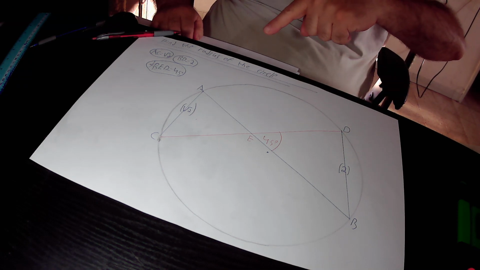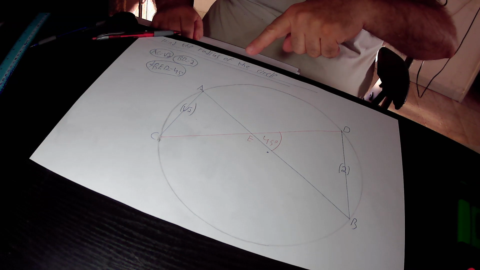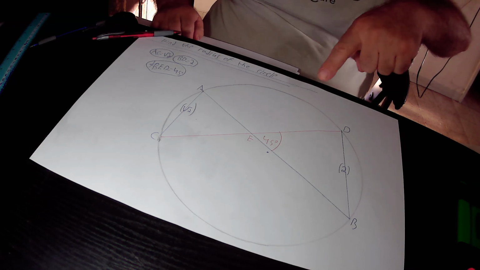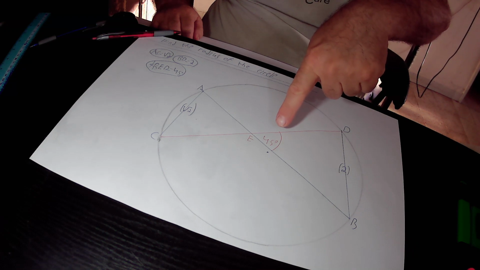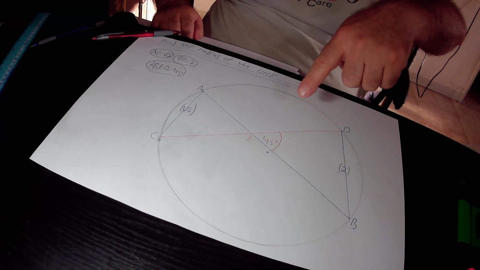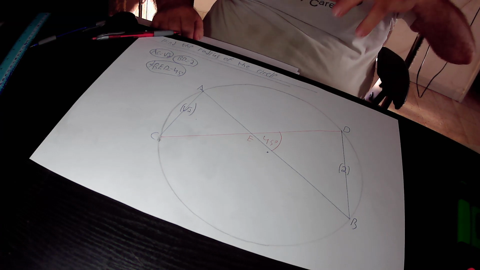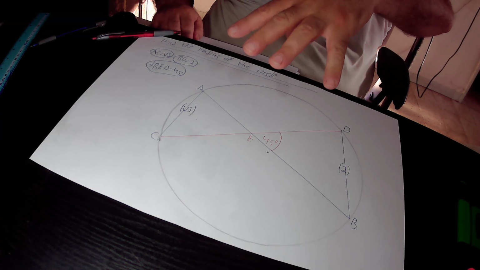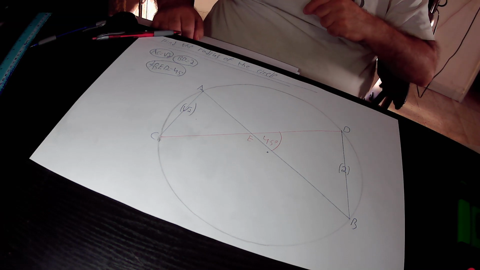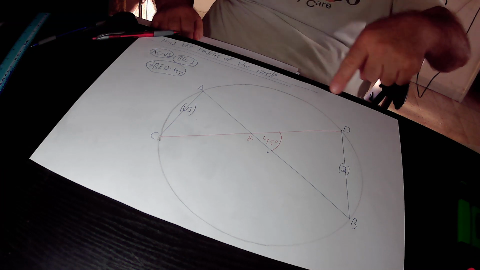We have also here chord AC. Chord AC equals the square root of 2 units in length. This is angle DAB, and angle DAB equals 45 degrees in size. Again, our mission is to find out the radius of this circle. So first of all, we join points A and D together by a straight line.